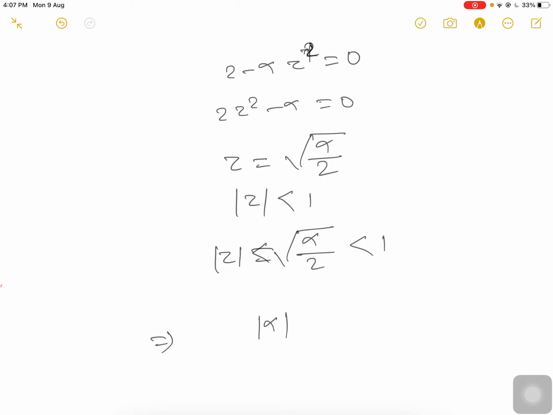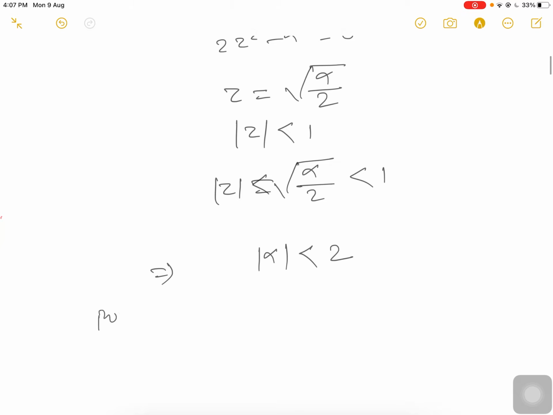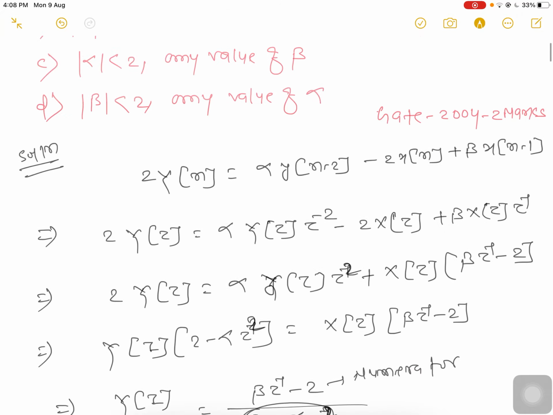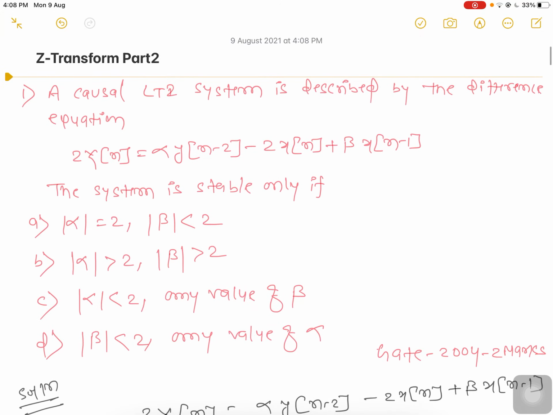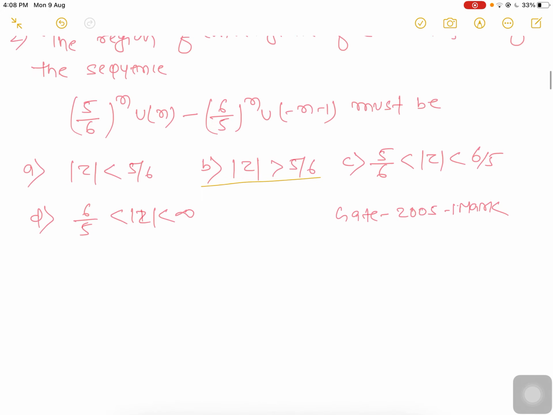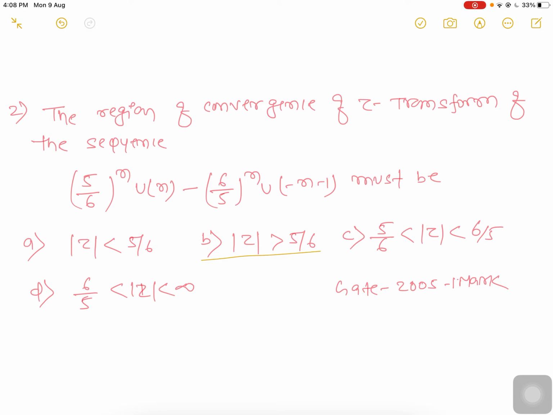Then mod alpha should be less than 2 for stability. So mod alpha is less than 2 and beta can be any value. Option C will be the right answer.